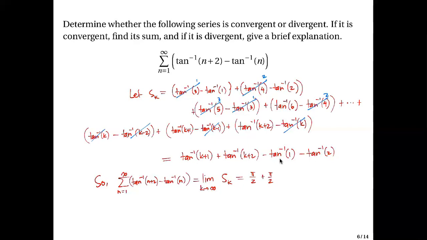Tangent inverse of 1, that's pi over 4. So you have minus pi over 4. And then this guy here, not so special, so let's just write it as tangent inverse of 2. And therefore, we will have 3 pi over 4 minus tangent inverse of 2. So this is the sum of this series here.